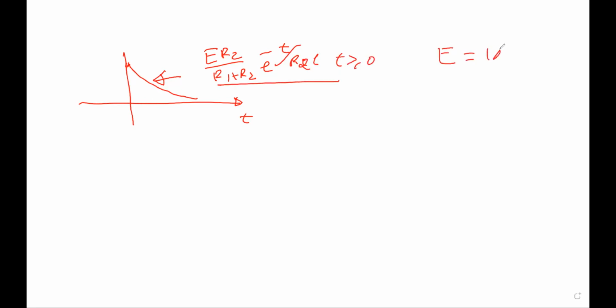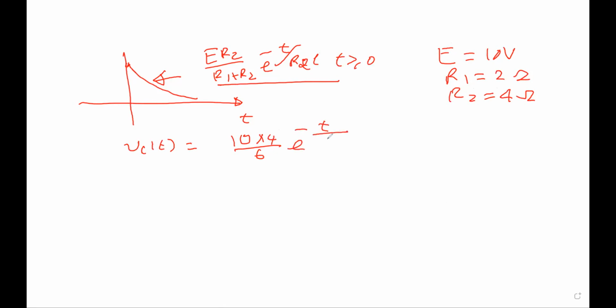If the value of E is given, say, equal to 10 volt, R1 equal to 2 ohm, and R2 equal to 4 ohm, then the equation for voltage VC(t) in the discharging phase would be equal to what? 10 times 4 divided by 6 times e to the power minus t divided by R2C. The C value should be given, okay. So let us consider that C is equal to 1 farad.